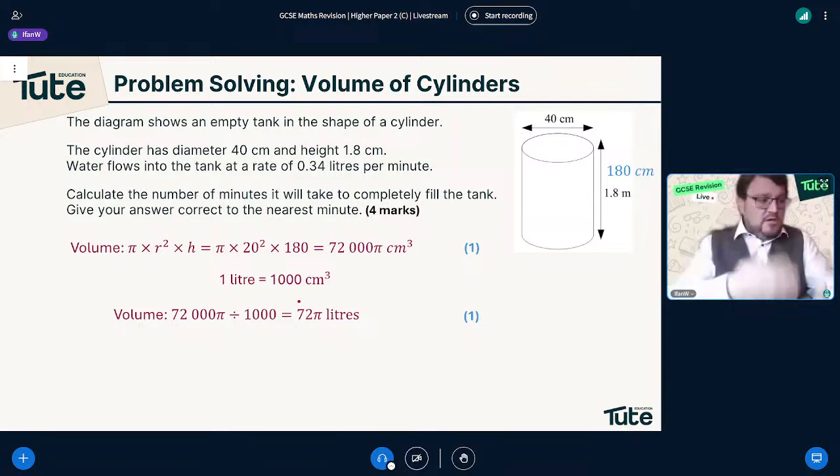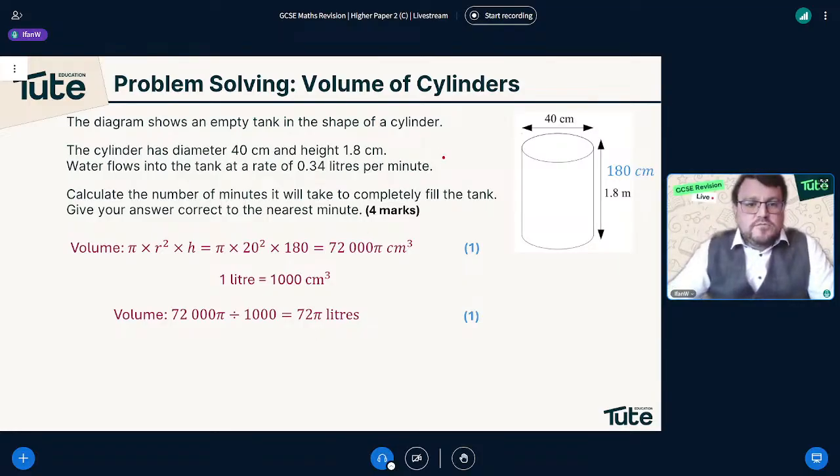And tomorrow morning, write them down this evening on a piece of paper, take them with you, put them in the bin or in your bag before you go in. Bob's your uncle, Mary's your auntie. You've done something. So convert the volume then into litres. And again, we've left it in terms of pi for accuracy's sake.